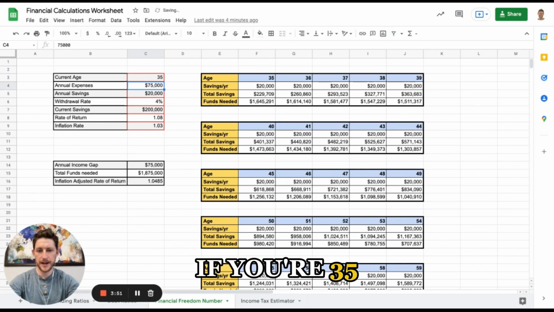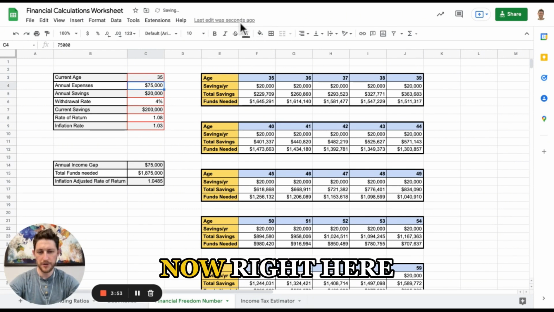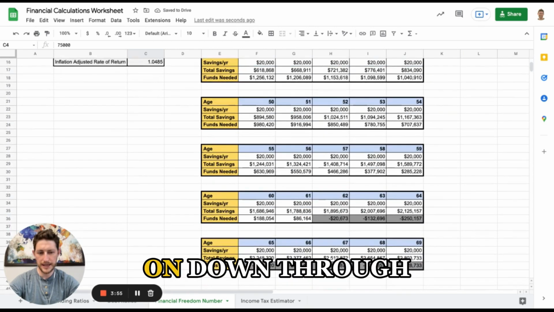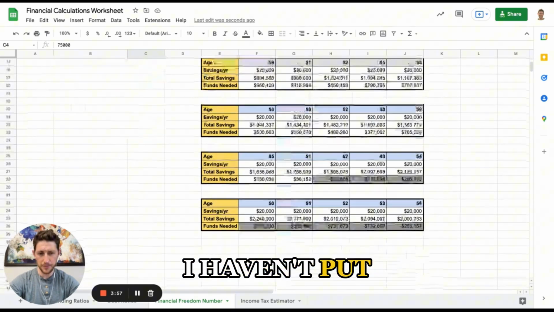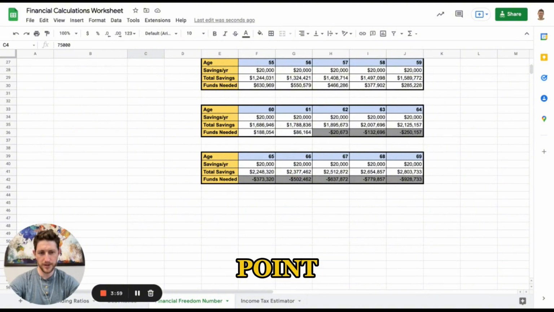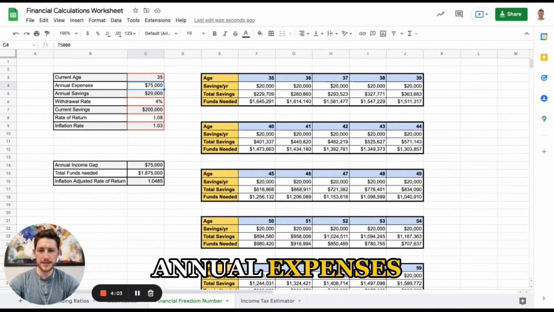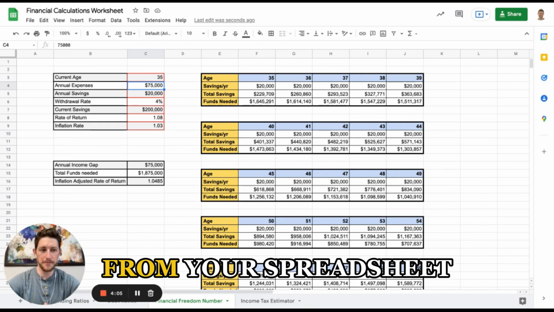Okay. If you're 35, it'll change, and you're right now right here still, okay? And it goes on down through the ages. I haven't put all the ages because hopefully you're retired by this point, but just saying. Annual expenses, so this is where you pull your number from your spreadsheet.